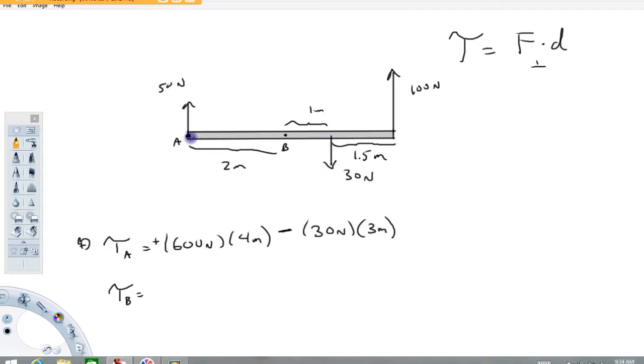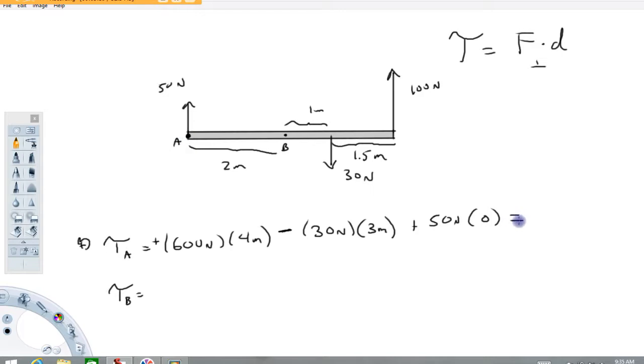All right, third force, this guy. Now you'll notice that the line of action goes right through A, so there is no distance. So I might put 50 newtons, but the perpendicular distance between this force vector and this line is 0. So this force vector does not produce any torque about point A.